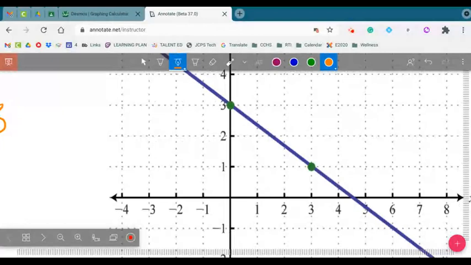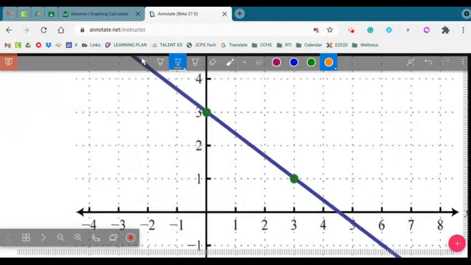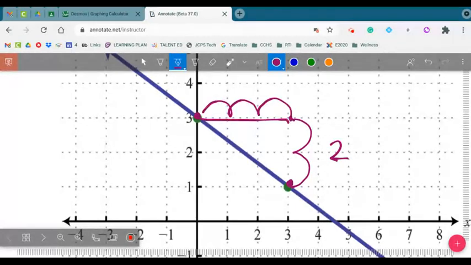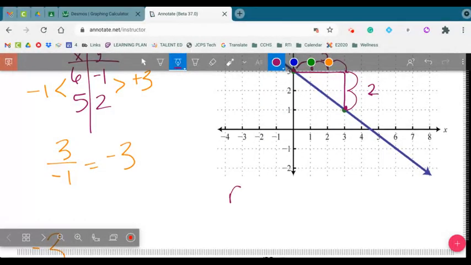And then on the next one, this is our graph. So on our graph, we have to find 2 points. These 2 points are already highlighted. So I have to figure out how many did I rise? 1, 2. And how many did I run? So I went up 2 points, and then I ran 1, 2, 3. So you're going to create a triangle and figure out how many did you rise and then how many did you run. So it's going to be rise over run.